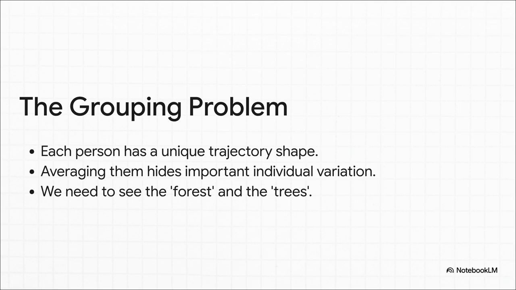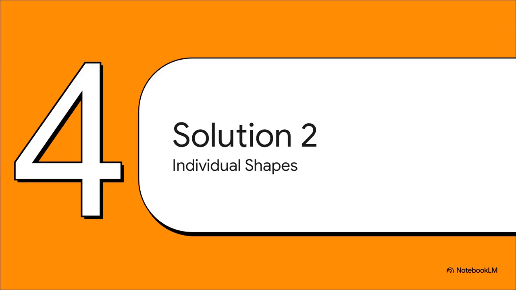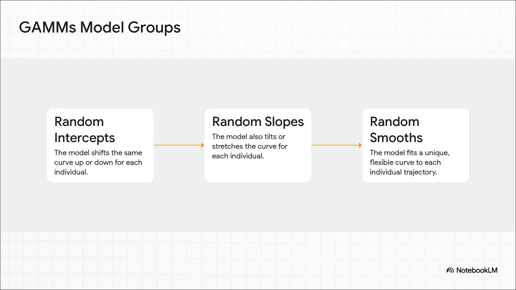What we need is a model that's smart enough to see both the overall pattern, the forest, and the unique shape of each individual trajectory, the trees. So this brings us to the second half of our solution. This is where the M for mixed model comes in, creating what we call a Generalized Additive Mixed Model, or GAMM for short. A GAMM is just brilliant because it models the group and the individuals at the exact same time, building up the complexity.